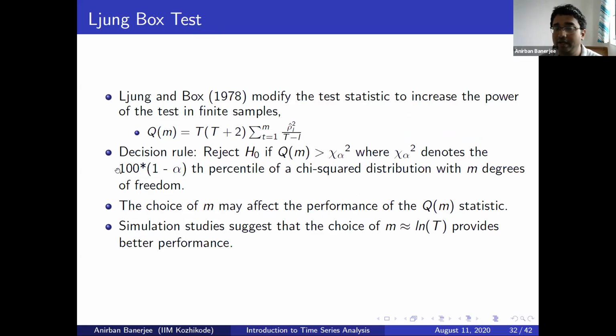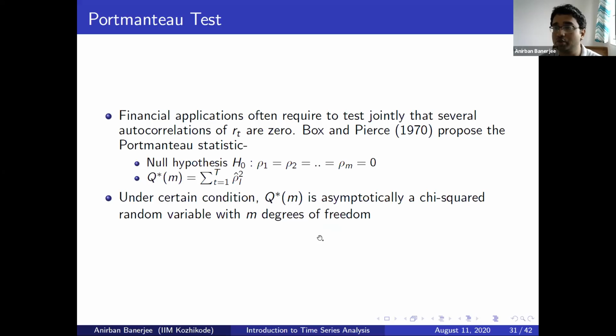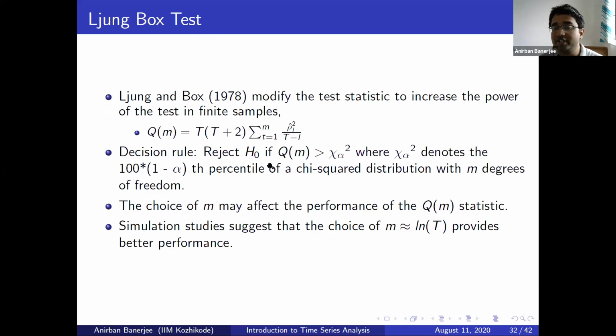The decision rule is that H naught, what was H naught for us? That all of these together are 0. We reject H naught if Qm, the test statistic, is greater than chi-square alpha, where chi-square alpha denotes the 100 multiplied by 1 minus alpha percentile of the distribution with m degrees of freedom. So what is this choice of m?